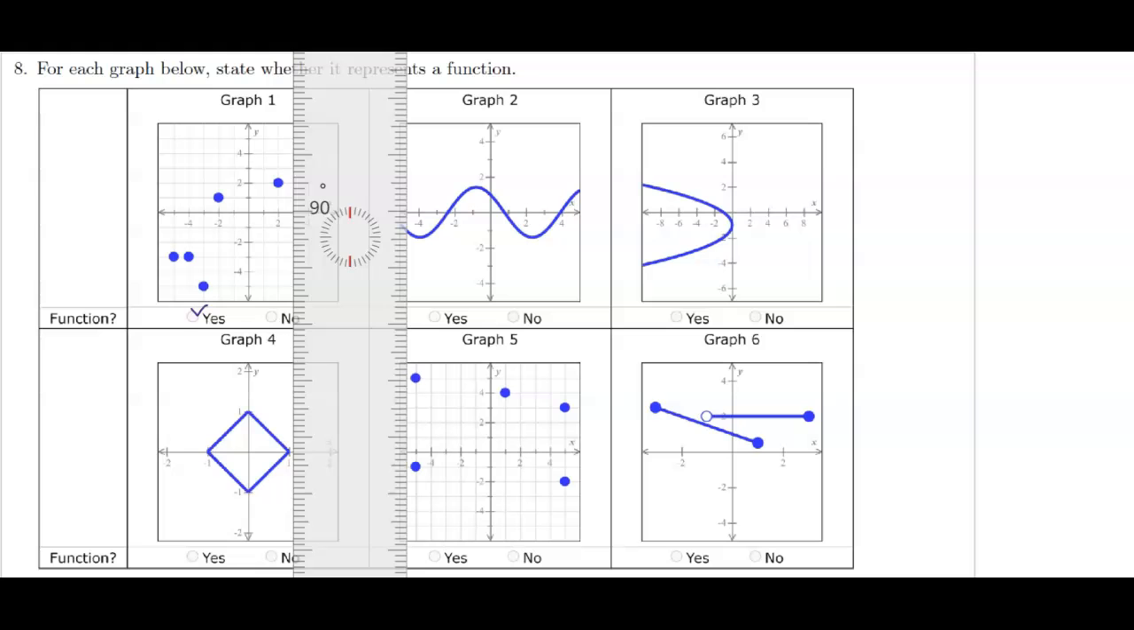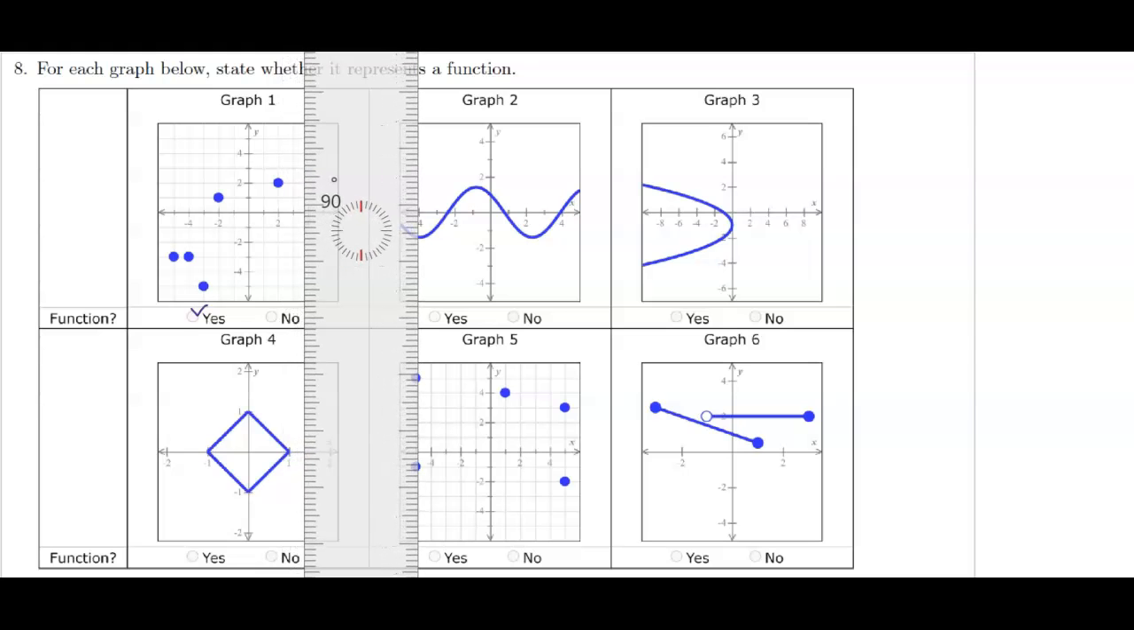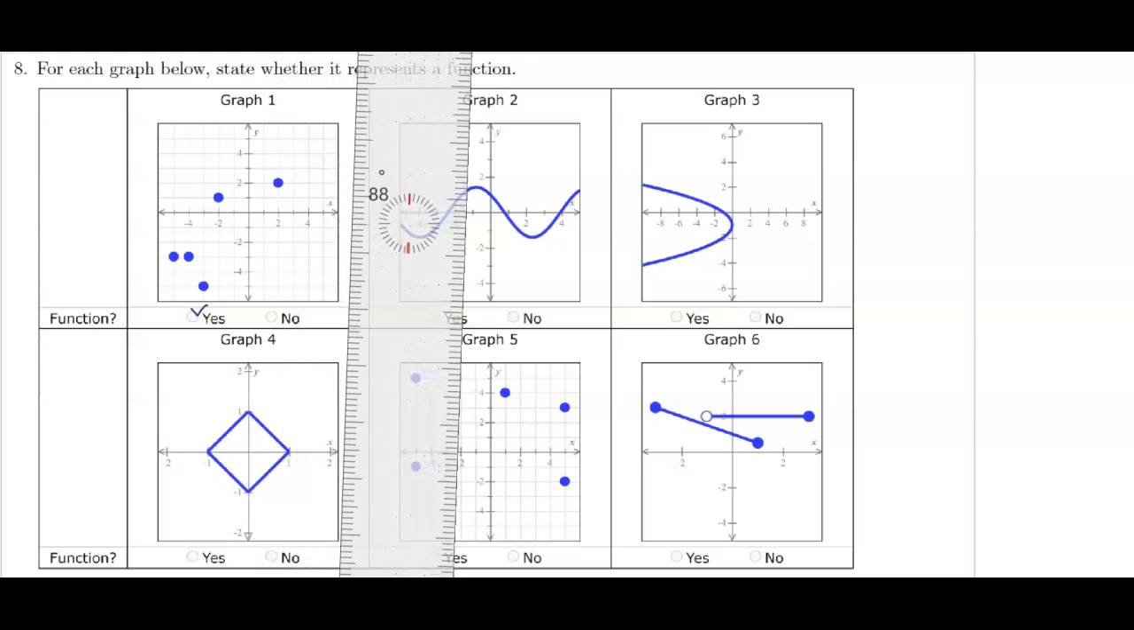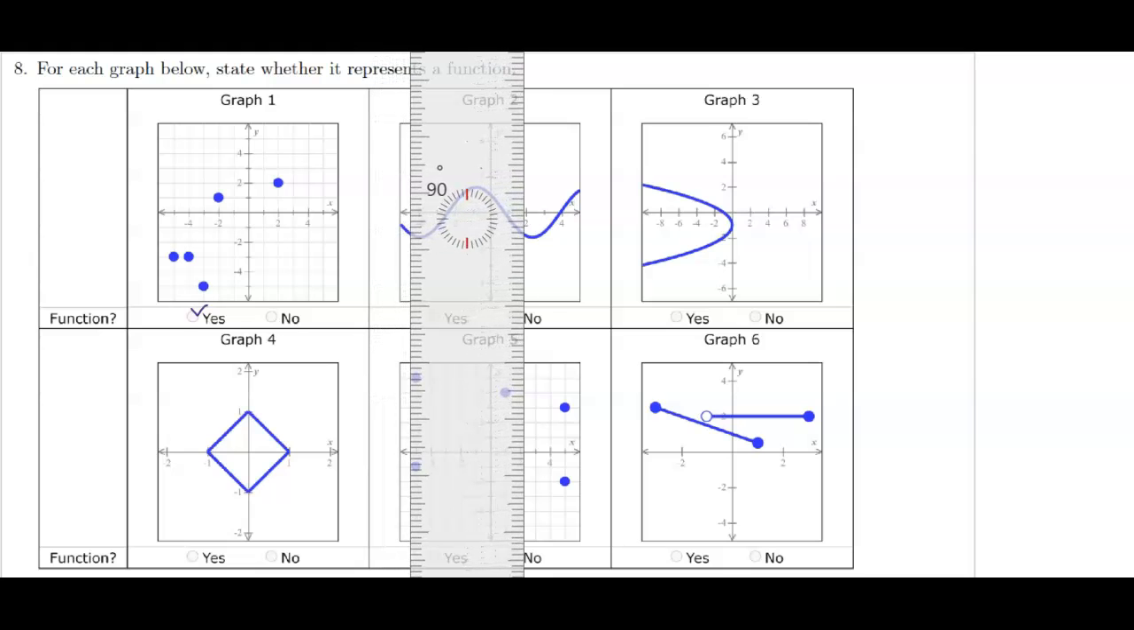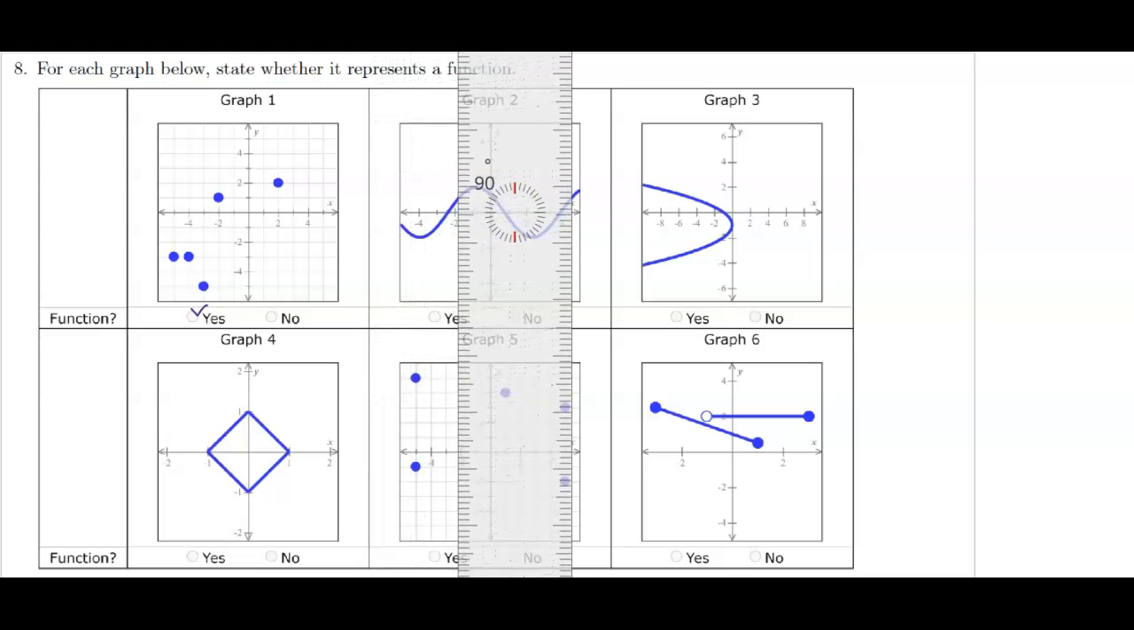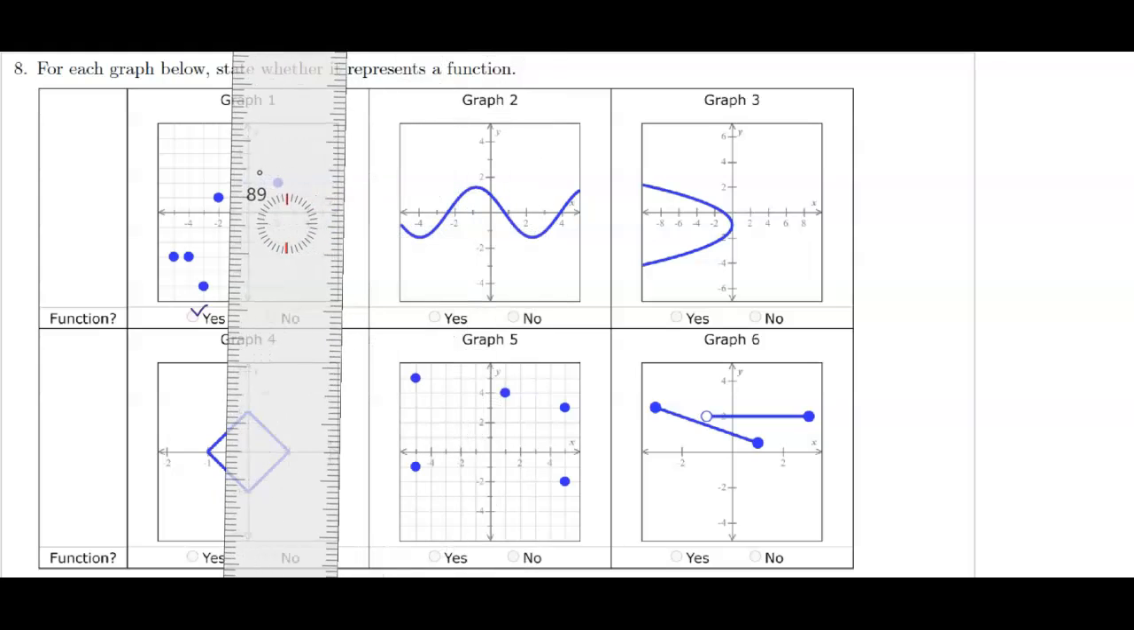Similarly over here for graph number 2, if I move along the graph, you see only the vertical line intersects the graph only once. All right, so again this is another function.